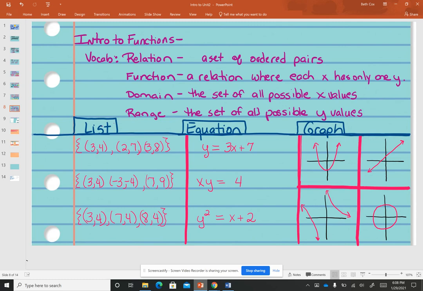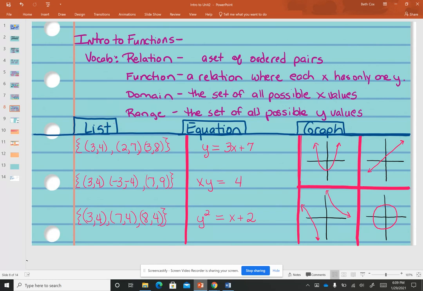Now the domain is the set of all possible x values for a relation. And a range is the set of all possible y values for a relation. So now relations or functions can come in different formats. And so we have to be able to look at different formats of relations. So 3 different formats are here. We have a list format, equation format, and we have graph format. And so let's look at each one of these and determine if they are a function.